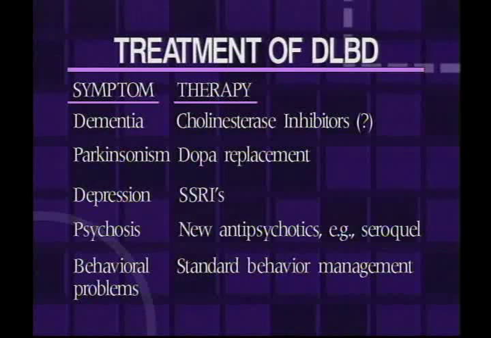If the patients have Parkinsonism, then you would replace the dopamine just like you do in other types of Parkinsonism with drugs like Sinemet. What if the patient has depression in diffuse Lewy body disease? Then you would treat them with antidepressants, drugs like serotonin reuptake inhibitors. For the psychosis, like in Parkinsonism, we recommend the use of the newer antipsychotics, drugs like Seroquel and olanzapine. Again, risperidone is also helpful, but it has more Parkinsonism than the Seroquel and the olanzapine.